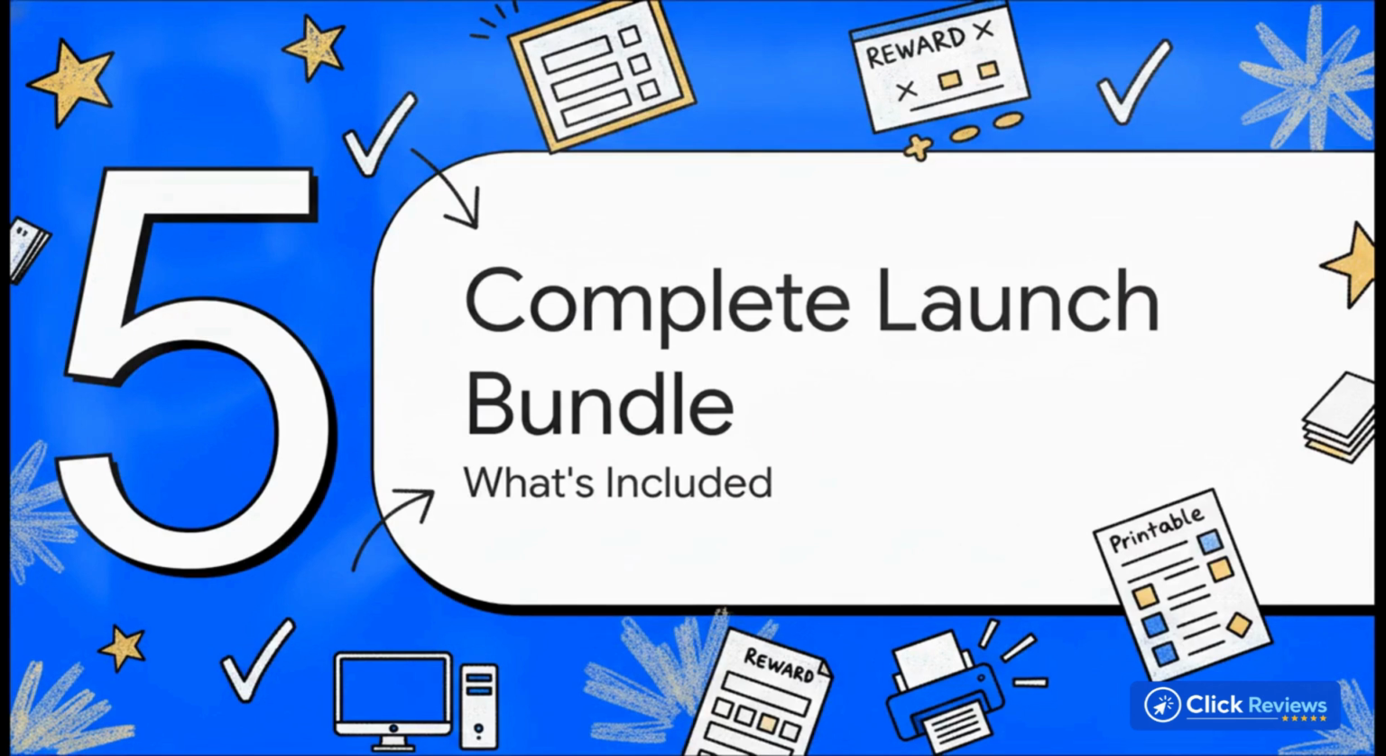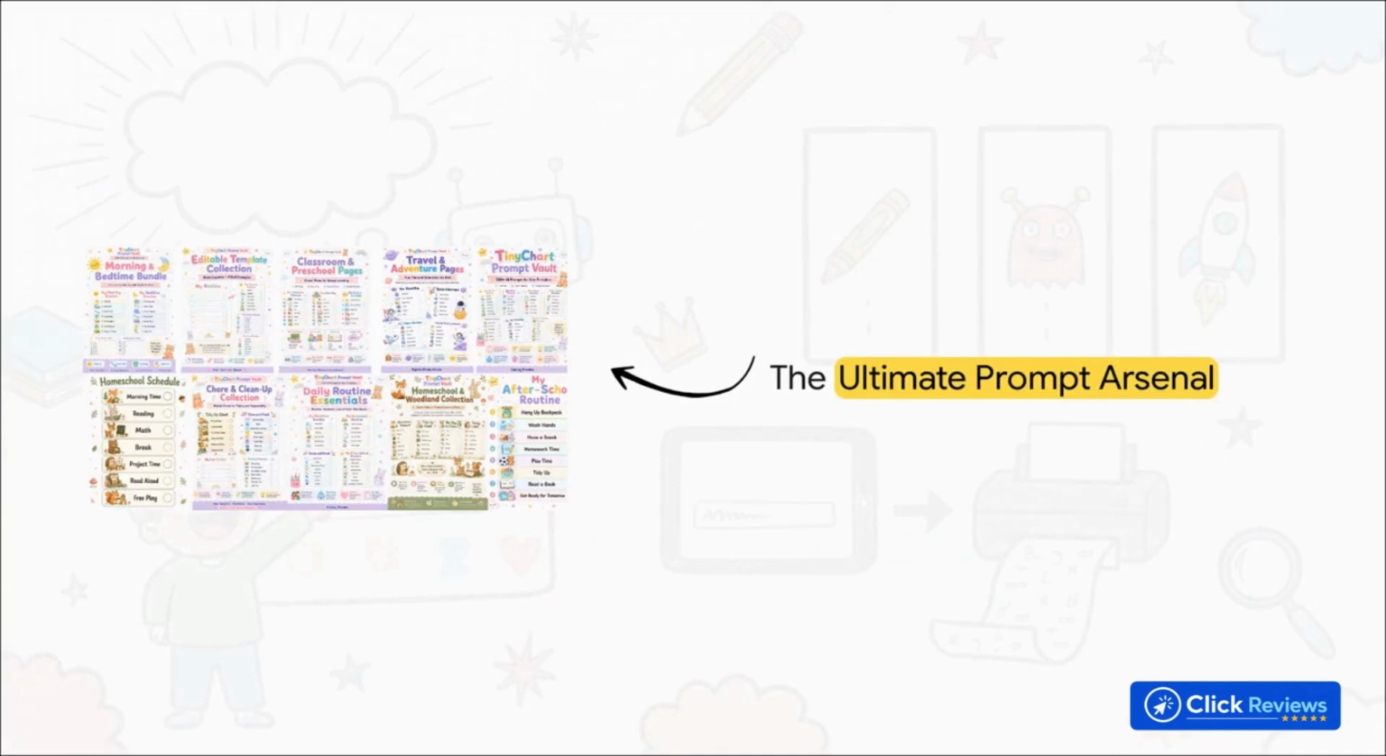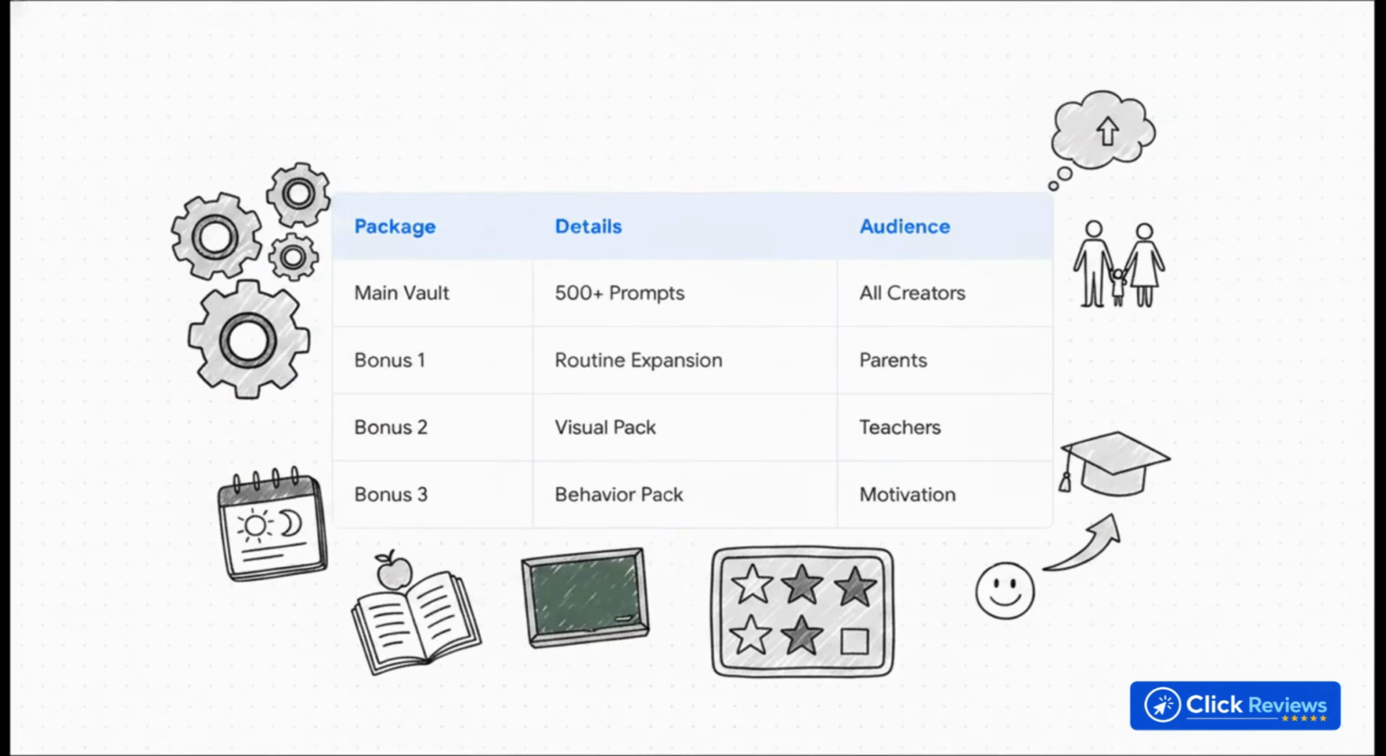They are literally designed to help you create products you can sell and profit from. Section 5. The Complete Launch Bundle. Let's break down exactly what's inside this package. Let's see how this all builds into the ultimate AI prompt arsenal. Because you aren't just getting a couple of quick ideas here. You're unlocking a massive, totally comprehensive catalog of printable design concepts, from morning and bedtime bundles to daily routine essentials and even travel pages. This vault literally gives you the foundational prompts for practically any kid's chart you could possibly imagine.